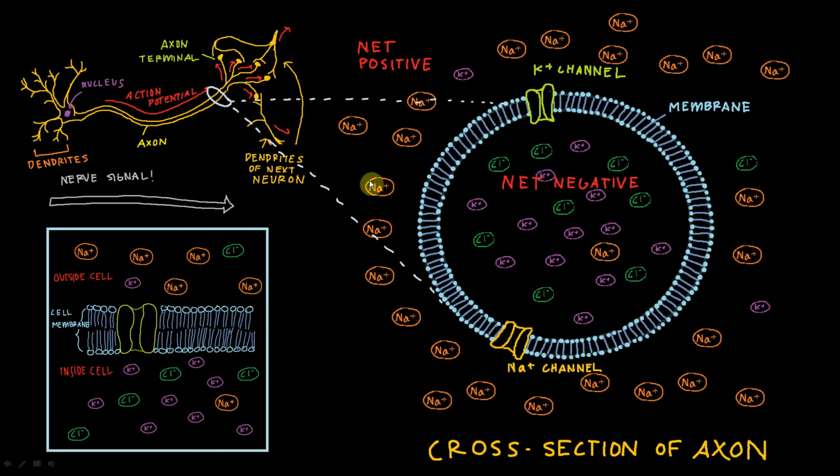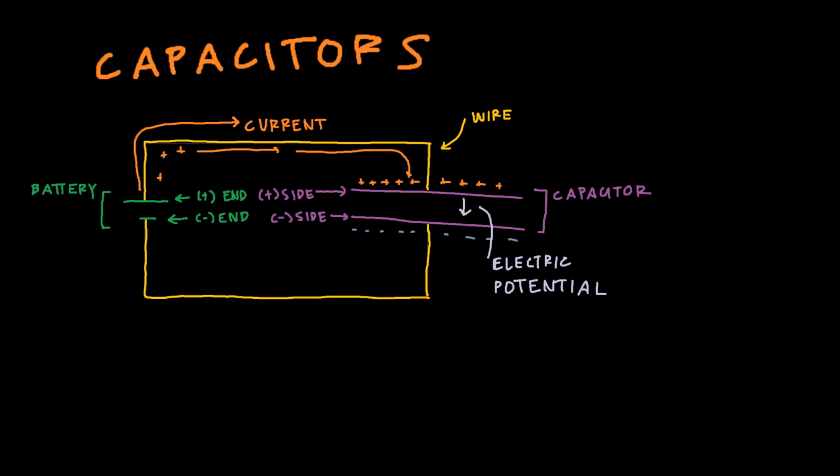Now, let's take a look again at the separation of charge, the net positive on the outside and the net negative on the inside. When we have separation of charge, it causes something called the electric potential, or in this case, what's called the membrane potential. An electric potential is measured in volts, and you've probably heard of volts before, like a 10-volt battery, or the volts coming out of a plug in your wall. And this just connects what we understand about the separation of charge across the membrane to what we know about electrical engineering, in particular, what happens in a capacitor.